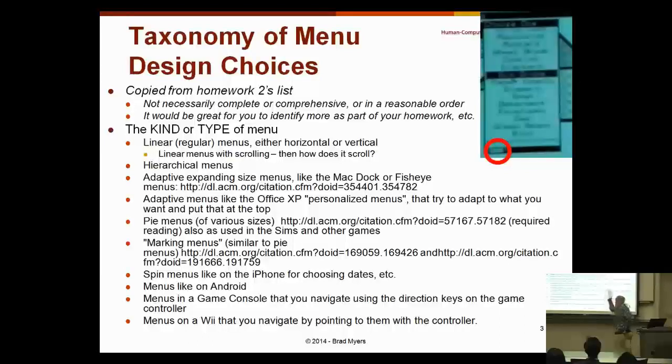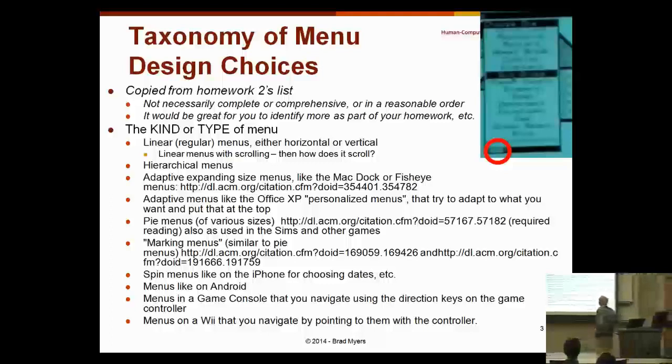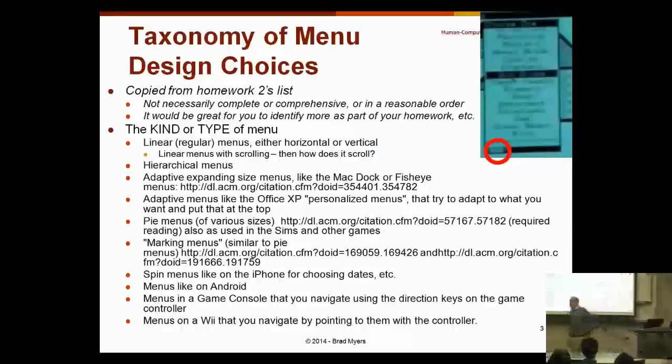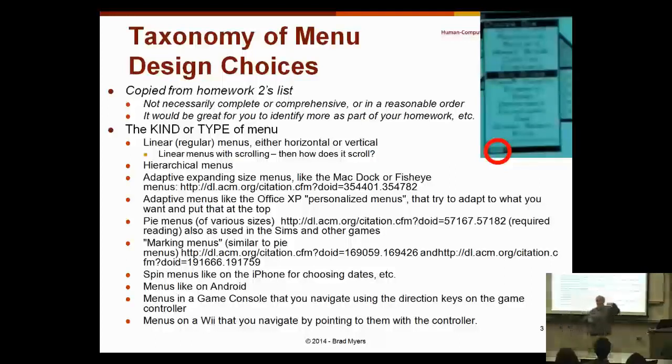So the first choice obviously is what kind of menu it is. What's the type? And there are lots of different types. Linear or regular menus, which can be horizontal or vertical. They can be linear with scrolling. So this is one from the videotape of a scrolling menu. Most of the ones today you pull down and it scrolls, or it has a regular scroll bar on it.